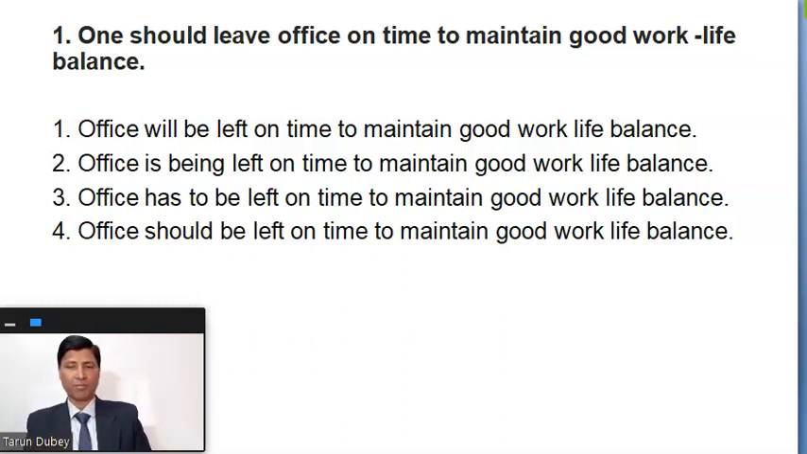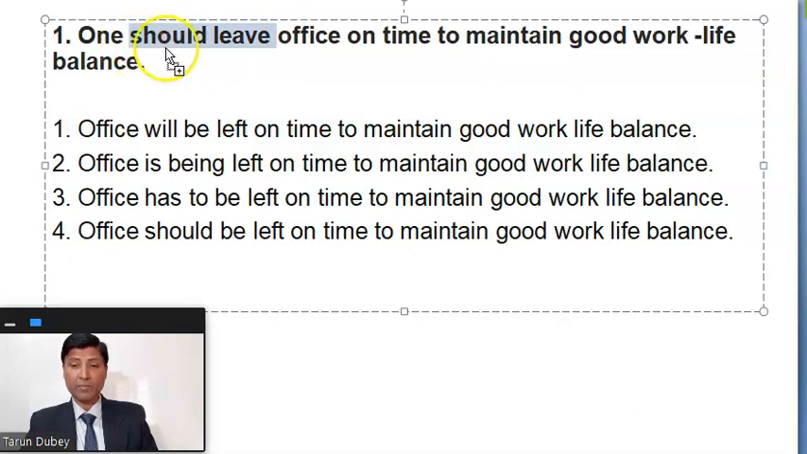So the question is, one should leave office on time to maintain good work-life balance. Fine. Where is our auxiliary verb and main verb X? So it is here, should leave. So you can see this part I am trying to select. So this should leave is our keyword. Here the question framer is using the modal verb should and the basic form of the main verb, that is V1.